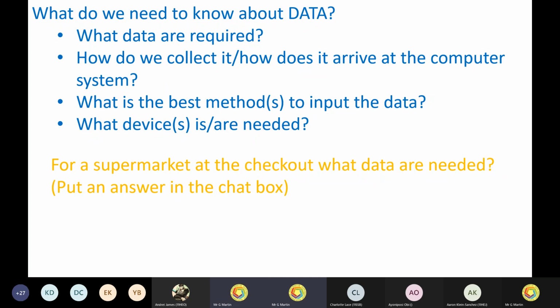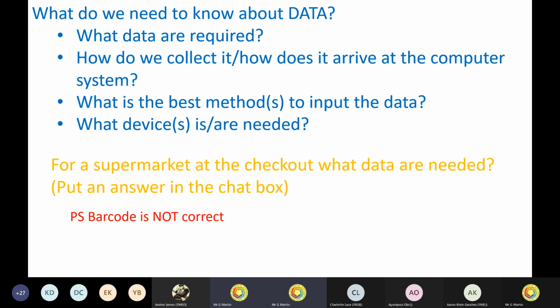We have a couple of brave people putting comments in. Going to be a bit mean, put something on the screen now. Barcode is not correct. We have a correct answer in the chat box. Some interesting data going in, so that's very good.